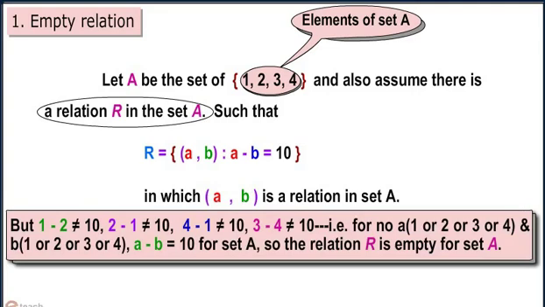But 1 minus 2 is not equal to 10. 2 minus 1 is not equal to 10. 4 minus 1 is not equal to 10. Similarly, 3 minus 4 is not equal to 10. That is, for no A, 1 or 2 or 3 or 4, and B, 1 or 2 or 3 or 4, A minus B equals 10 for set A. So the relation R is empty for set A.